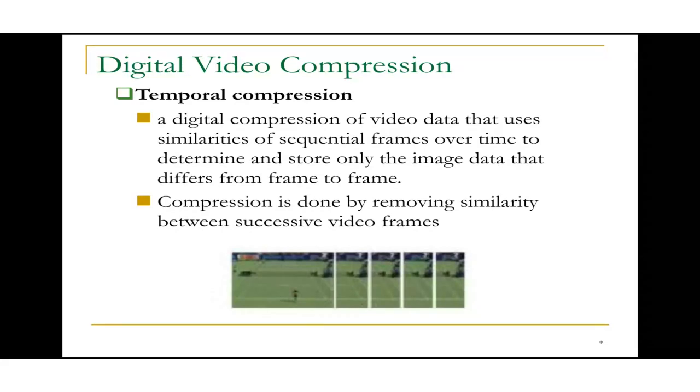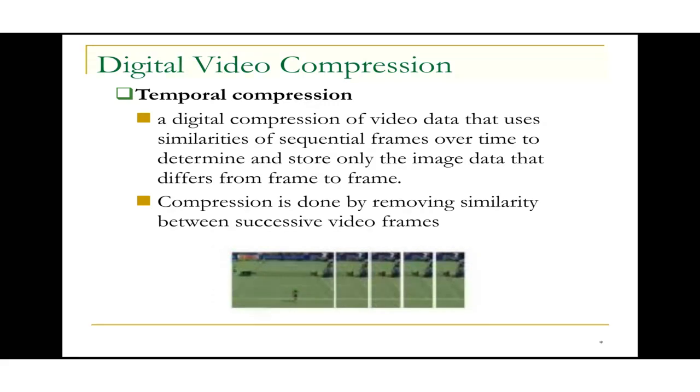So compression is done by removing similarity between successive video frames. That way, you end up reducing the amount of space you need to store that particular video. Of course, it is rebuilt when you are viewing the video, so it gives you exactly the same quality as the original that was stored.